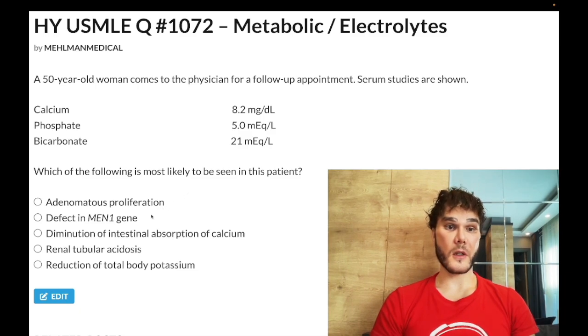Choice B, defect in MEN1 gene, wrong answer. MEN1 classically: pituitary, pancreas, parathyroid. And I can tell you that for the MEN syndromes, MEN1 as well as RET gene for MEN2 syndromes, they don't have to give you everything in the constellation. They can just give you, let's say, medullary thyroid cancer, and the answer is RET gene.